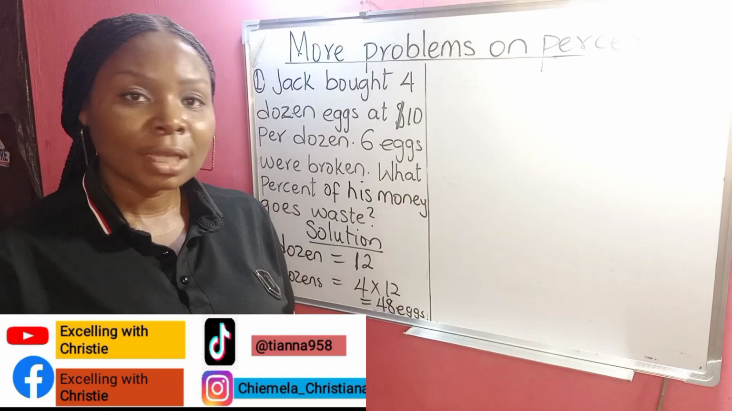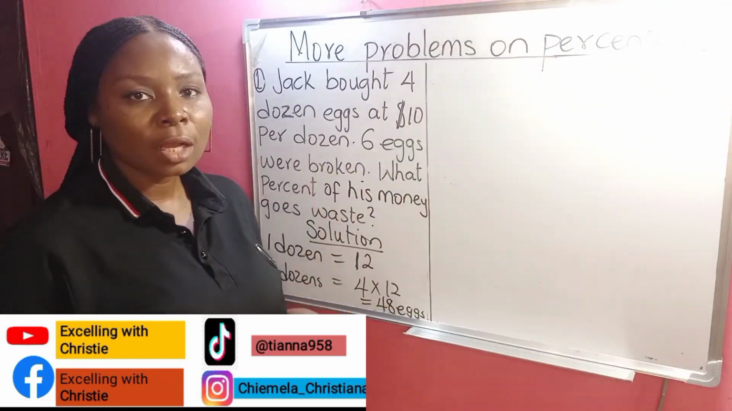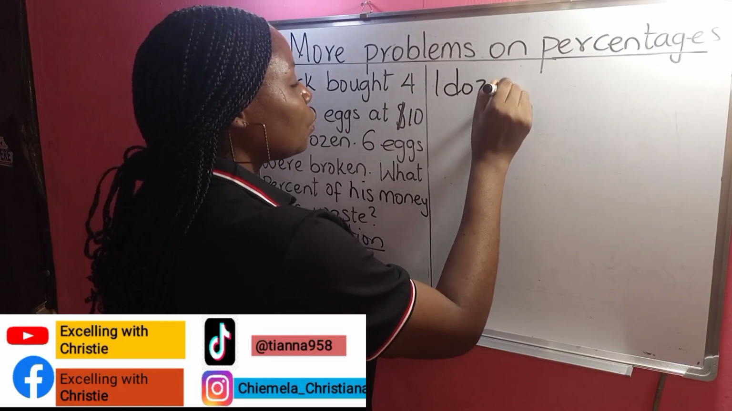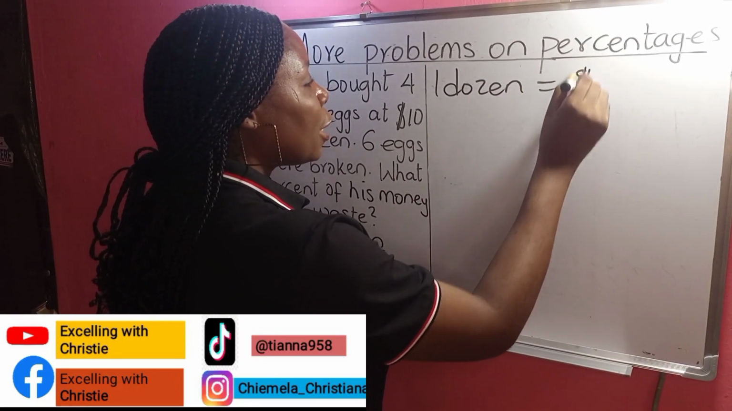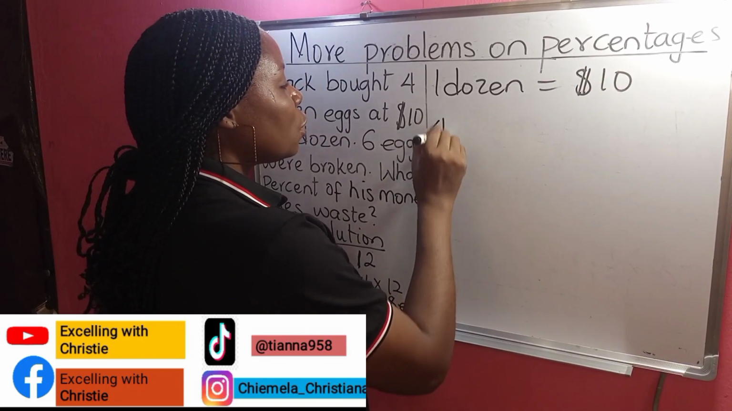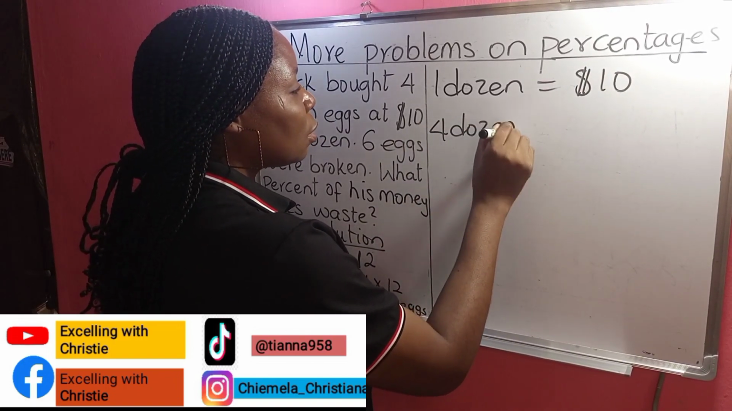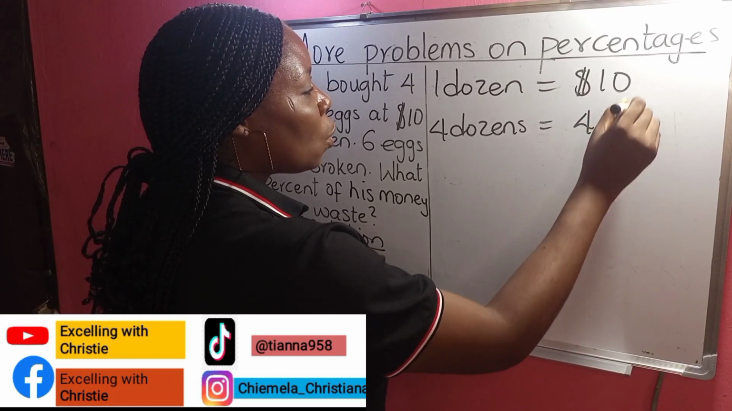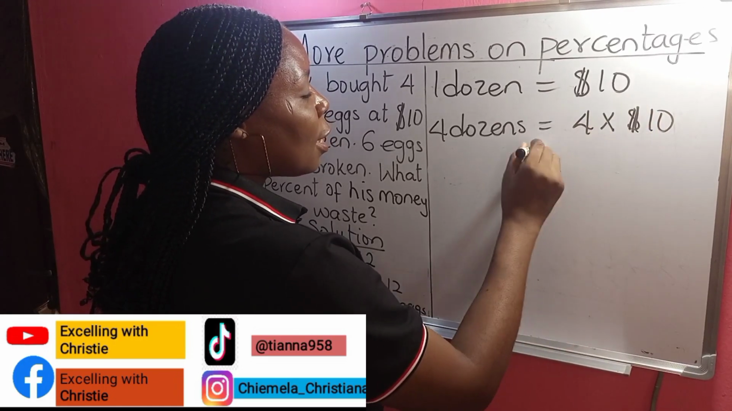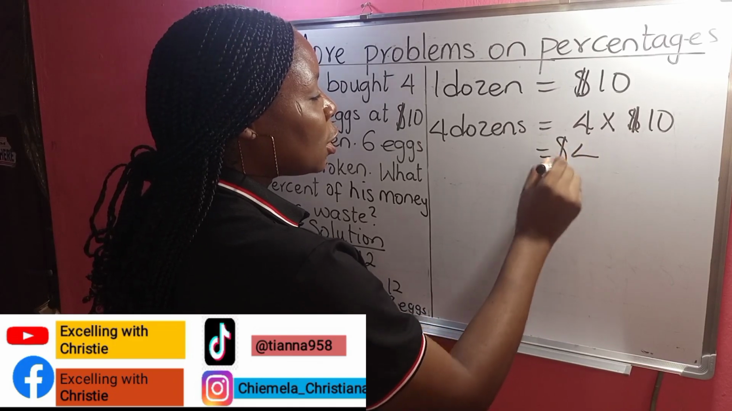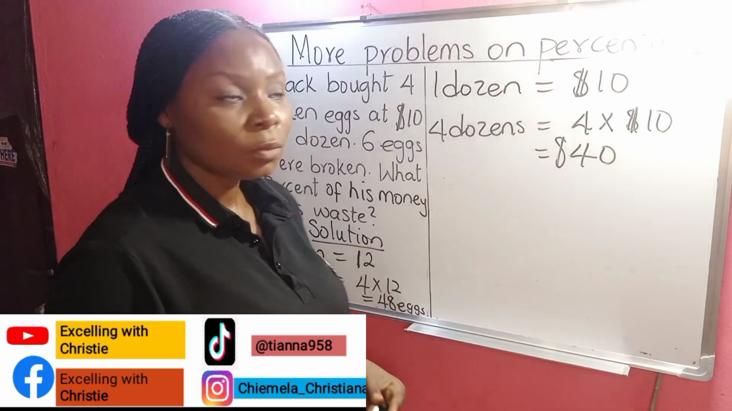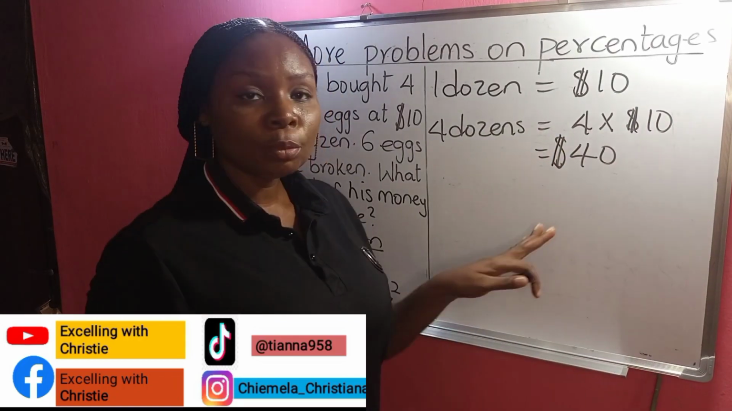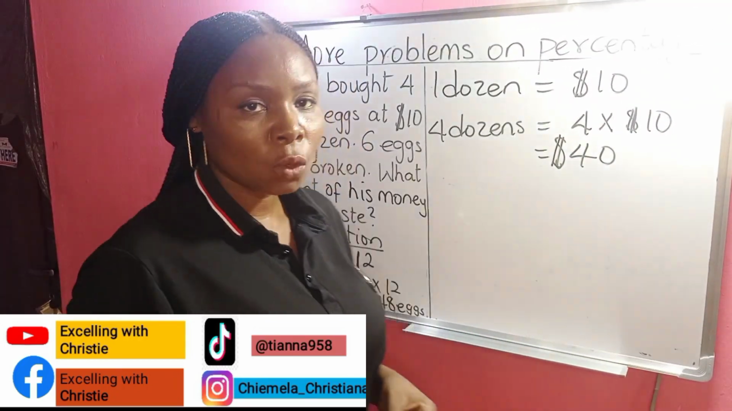Now let's go to the money aspect. Each dozen of eggs costs $10. So 1 dozen costs $10. So 4 dozens will cost 4 times $10, and that is $40. This is the total money he spent in buying the 4 dozens.